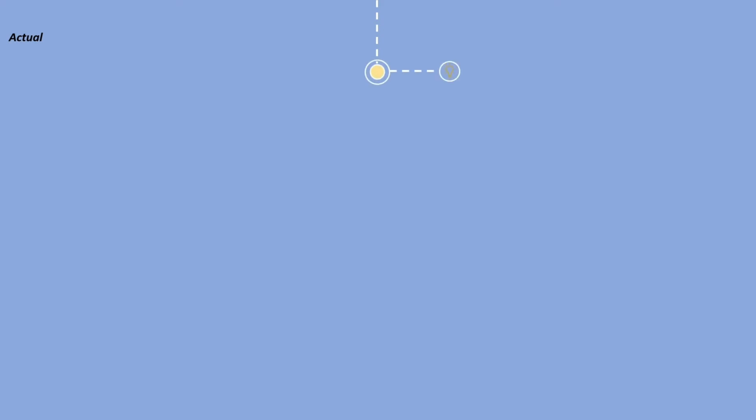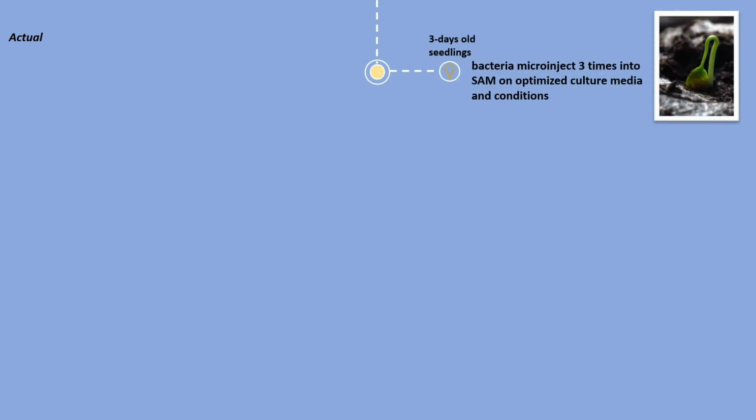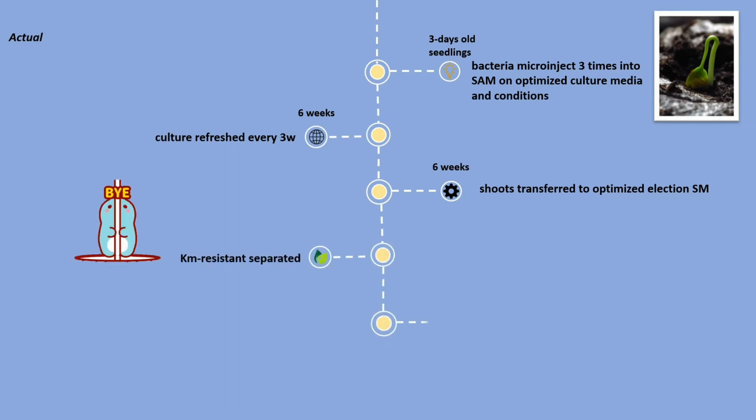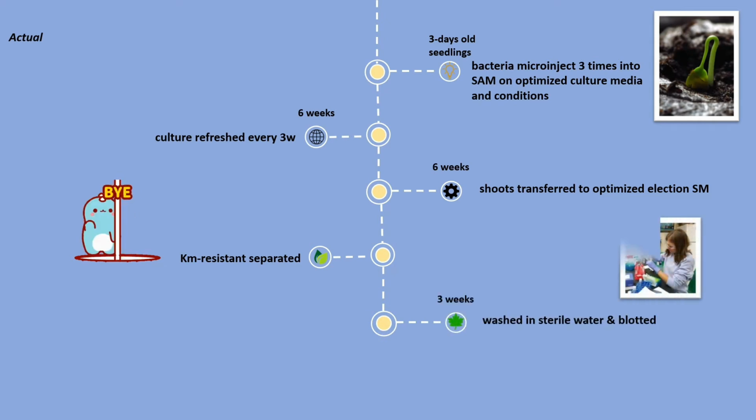Microinjection on 3-day-old SAM was conducted with optimized culture media and conditions. The culture will be refreshed every 3 weeks for 6 weeks. No exogenous growth regulator will be applied in the experiment. The shoot was transferred to optimized selection medium. The culture was maintained for 6 weeks. Then, kanamycin-resistant rooted plants were separated and washed in sterile distilled water and then blotted on filter paper. Finally, the plant was transferred to a greenhouse.